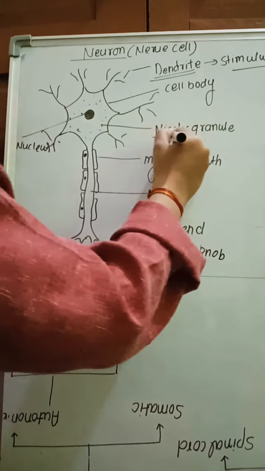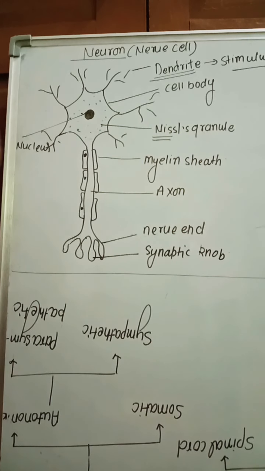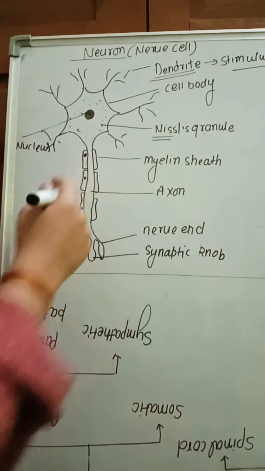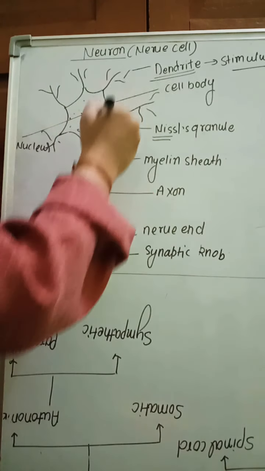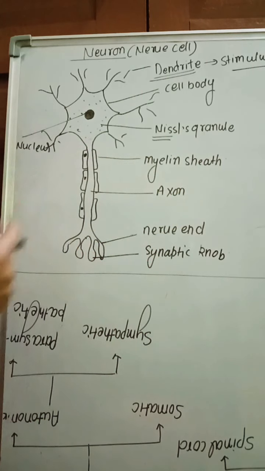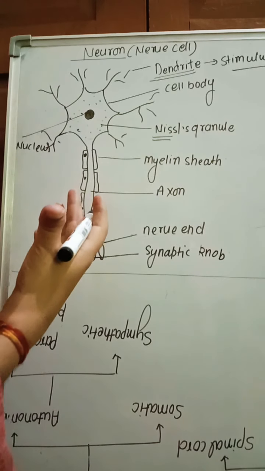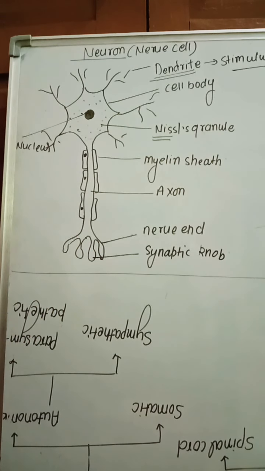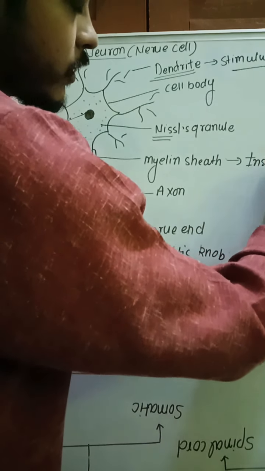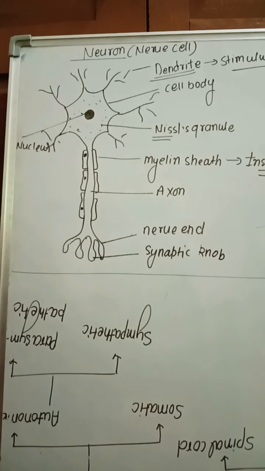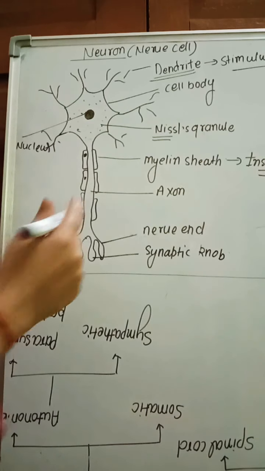What are Nissl's granules? Nissl's granules are small granule-like structures which help in the synthesis of protein. That is the function of Nissl's granules. That is the myelin sheath. The myelin sheath is a membrane that covers the axon. What is the function of the myelin sheath? The function of the myelin sheath is to provide insulation of the axon, to prevent heat loss. That is called insulation.